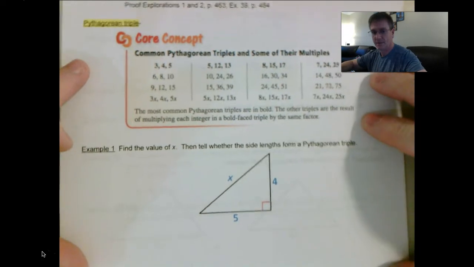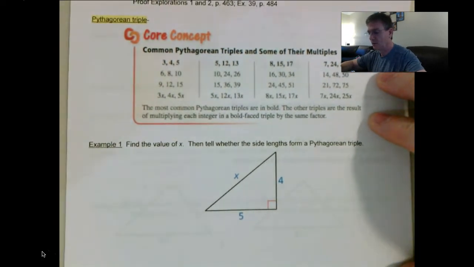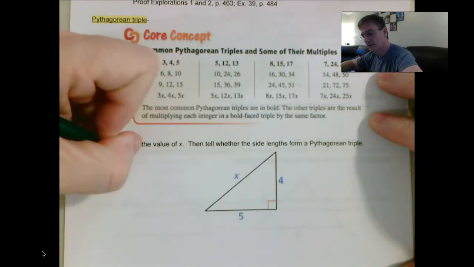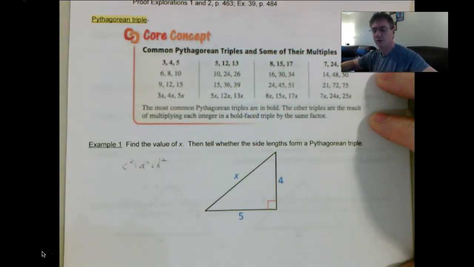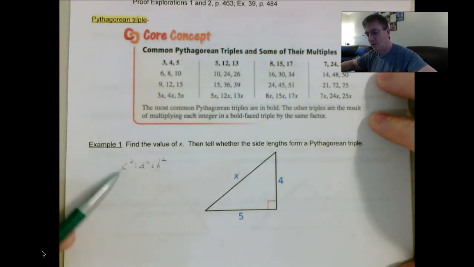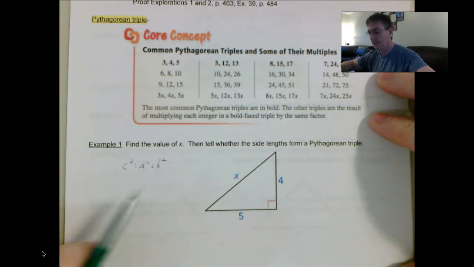Example 1. Find the value of x. Tell whether the sides form a Pythagorean triple. So, Pythagorean theorem, c squared equals a squared plus b squared. I know you're used to middle school telling you it's a squared plus b squared equals c squared. It's the same thing, but I want you to get used to writing c squared first. That's going to become important when we do the converse of the Pythagorean theorem and the Pythagorean theorem inequalities. So, for now, we're just going to put c squared equals a squared plus b squared. We'll find out why later.